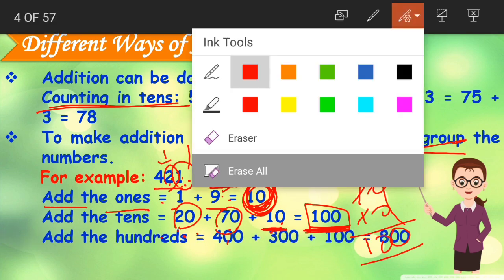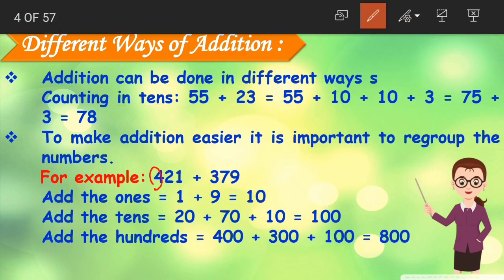Moving on, after tens, what do we have? We have hundreds. After tens, we have hundreds. Right, children? We have 4 in hundreds place. So its place value becomes 400. And then we have 3 in hundreds place. Its value becomes 300. Again we got 100 by adding up the ones and tens. So we are adding that 100 here as well.